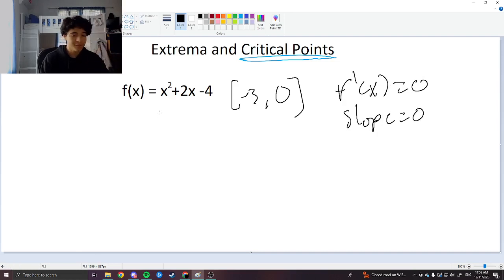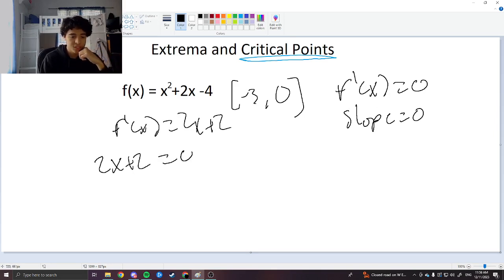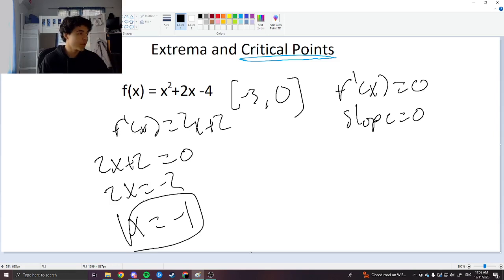To do that, we have to differentiate, and to get f prime of x, this is simple derivatives. You get 2x plus 2, and then we have to set f prime of x equal to 0. So we'll go 2x plus 2 equals 0. And then it's algebra, 2x equals -2, x equals -1. So we know that there's a critical point at x equals -1. And we also know that there's a critical point at -3 and there's a critical point at 0 because those could also be your highest or lowest points on your function.